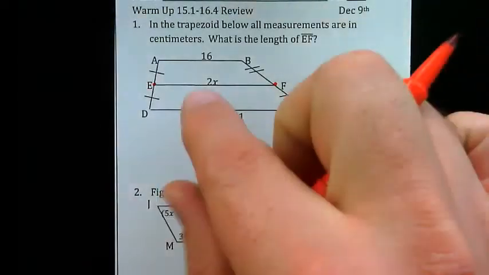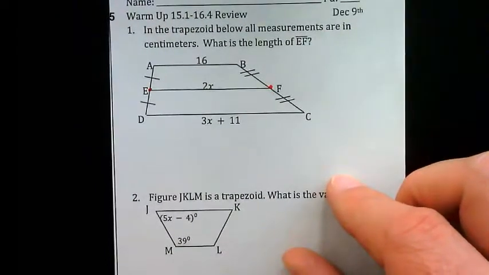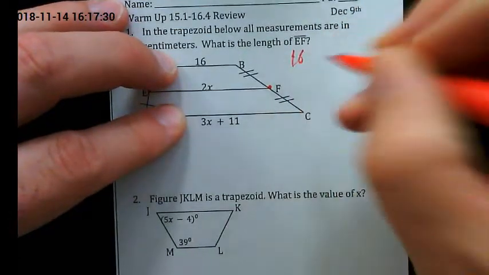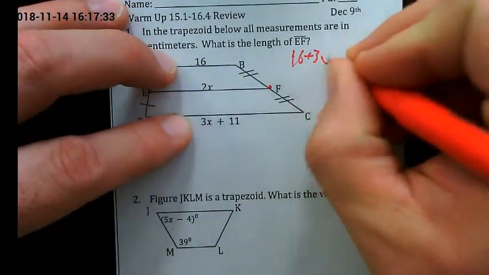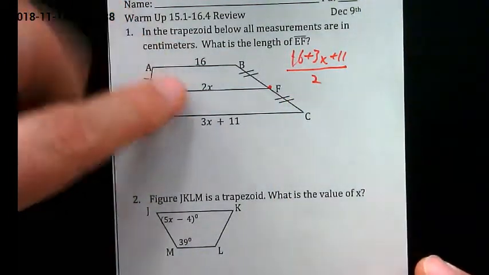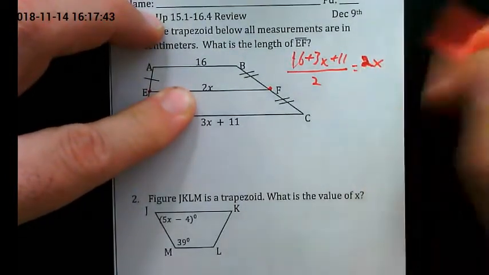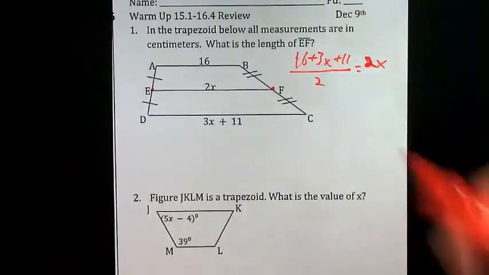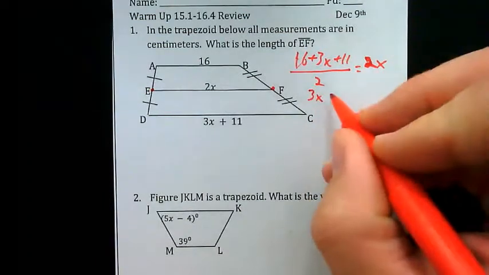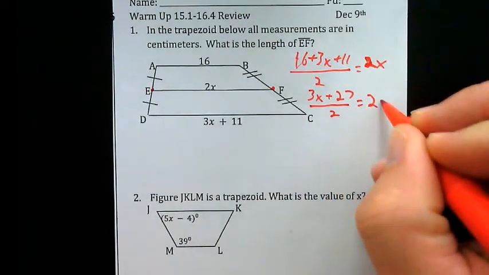All right? Now, on here, the mid-segment of a trapezoid is the average of your two bases. So our two bases here are 16 and 3x plus 11. So we have 16 plus 3x plus 11, divided by 2. That gives us the average, which has to be equal to that mid-segment of 2x. Now, we can go ahead and combine like terms. We got 3x plus 27 over 2 equals 2x.